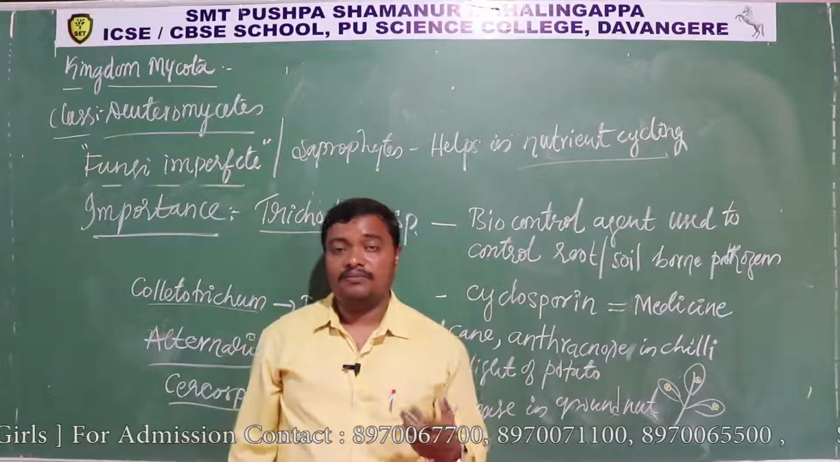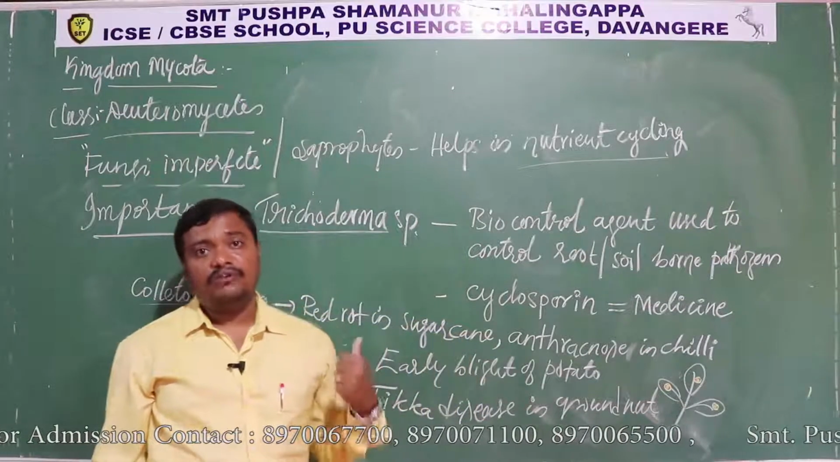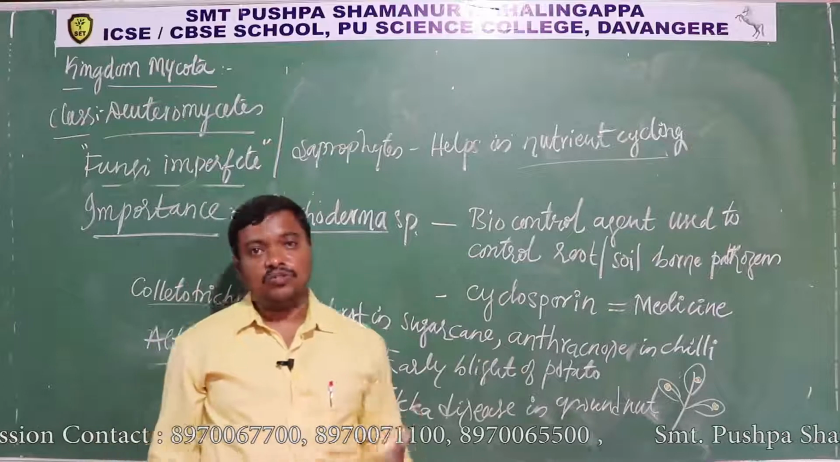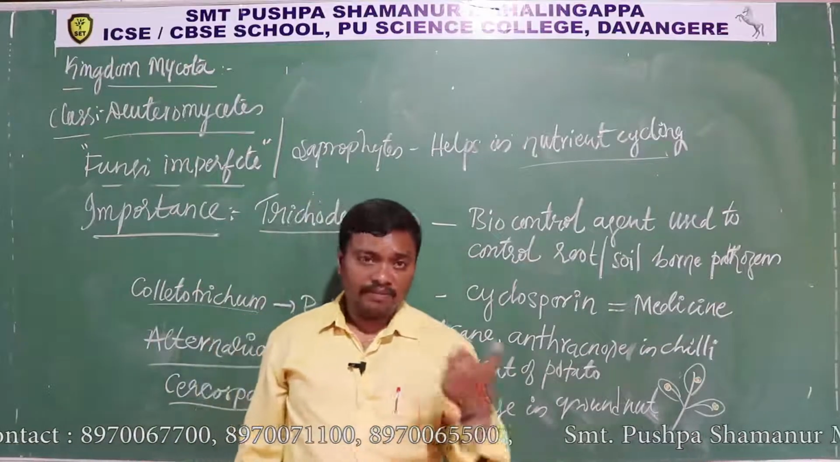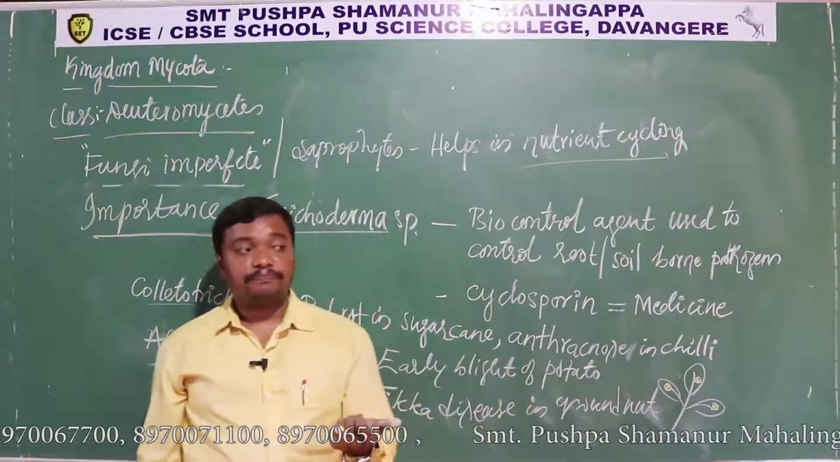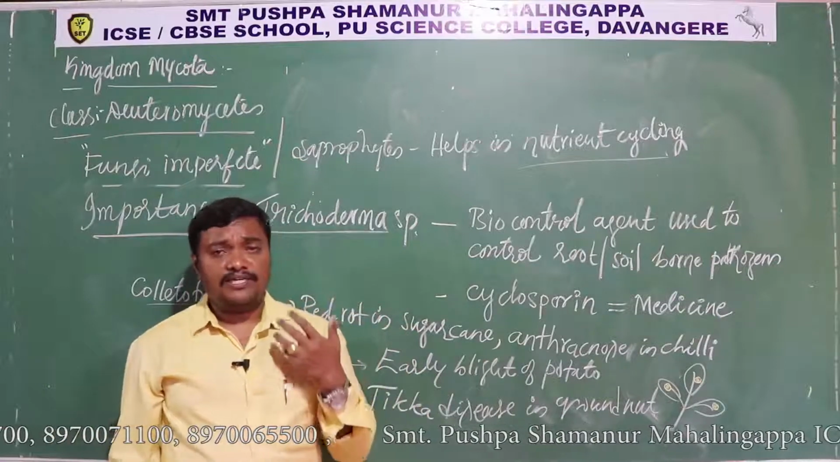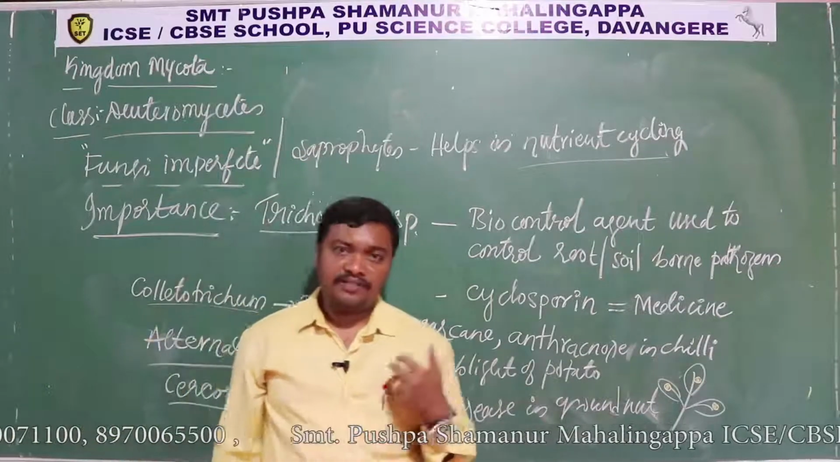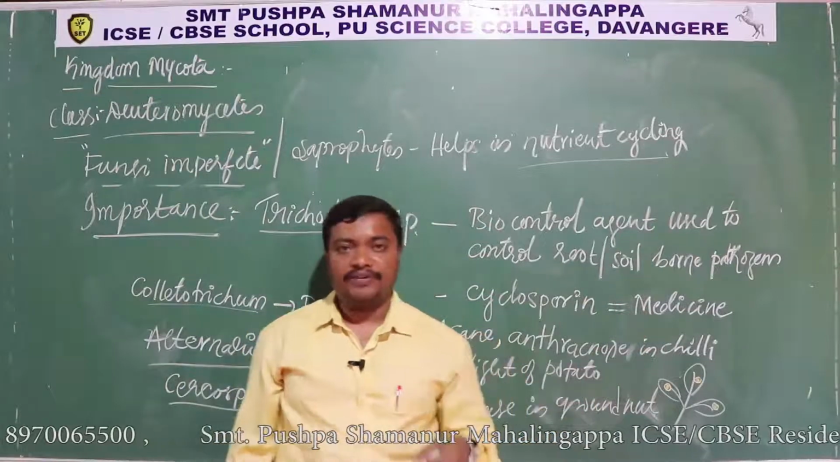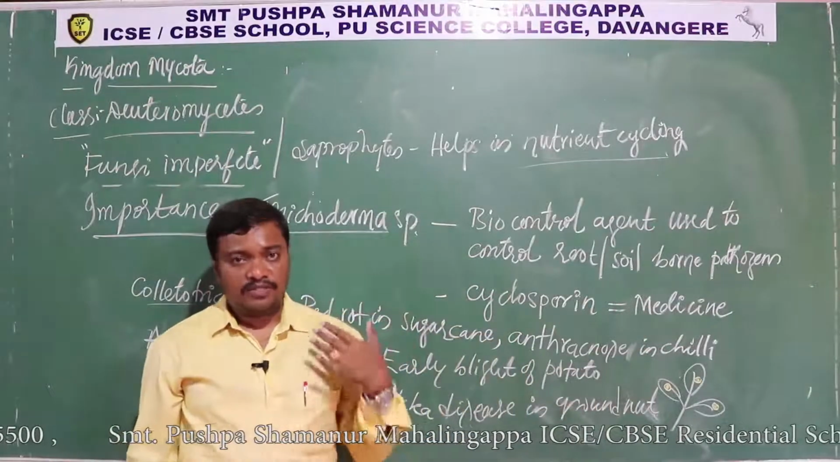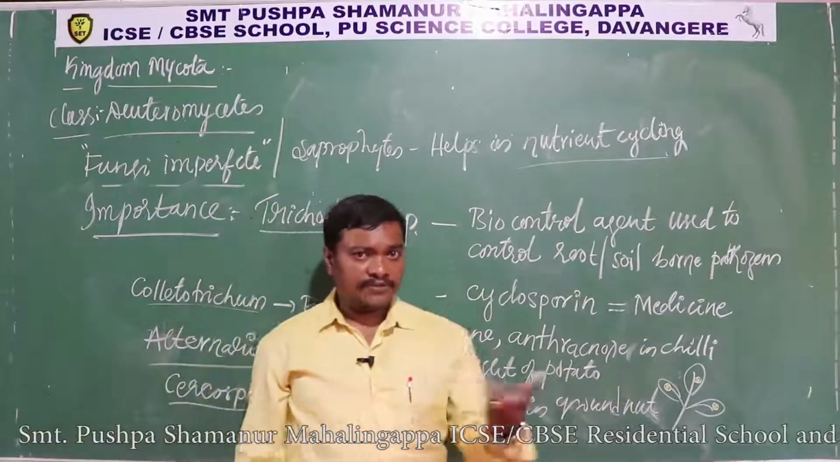Based on the nature of the hyphae and the type of sexual spores they produce, the fungi can be classified into Phycomycete, Ascomycete, Basidiomycete and Deuteromycete. Phycomycete is a primitive fungus which has cenocytic hyphae, so aseptate multinucleate hyphae called cenocytic hyphae. Only Phycomycetes have that type of hyphae, and the remaining Ascomycete, Basidiomycete and Deuteromycete have septate hyphae.